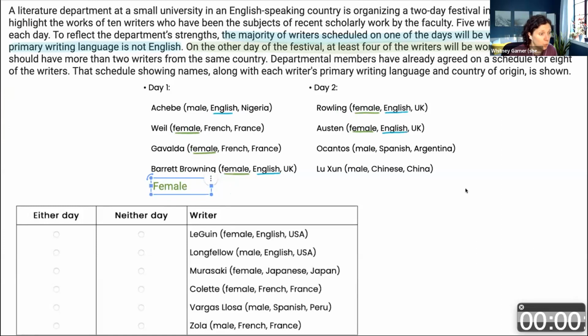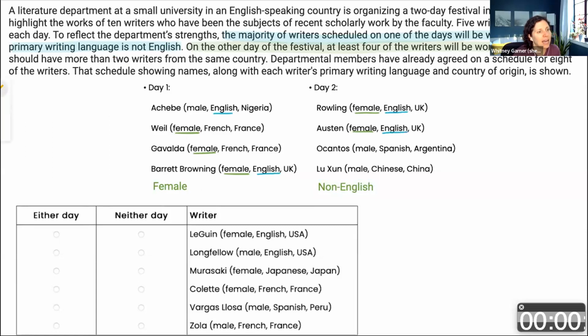Day 2 needs to have another non-English writer in order for me to have this be the day. So I cannot put an English writer on this day. I cannot put a male writer on day 1. Okay, we got one more kind of blurb.